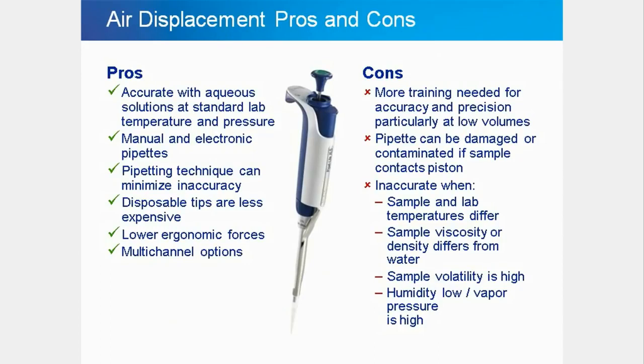In summary, the next two slides provide examples of the benefits and disadvantages of the two basic pipette types. There are many advantages of air displacement pipettes. They are very accurate with aqueous solutions at standard lab temperature. They are available in manual or electronic format. If applied correctly, a good pipetting technique can clearly minimize errors. Disposable tips are convenient and less expensive. They require lower ergonomic force.